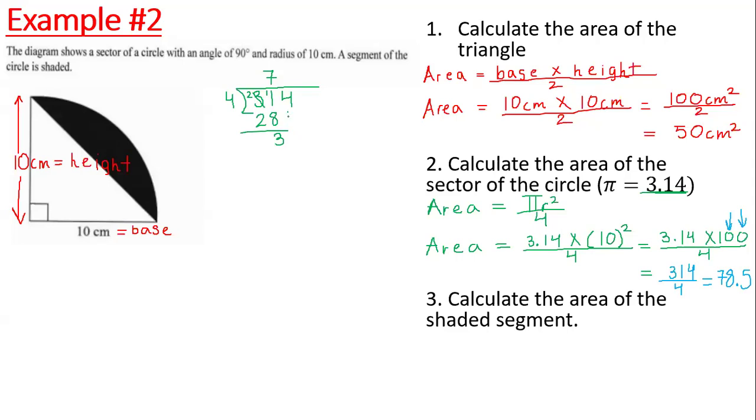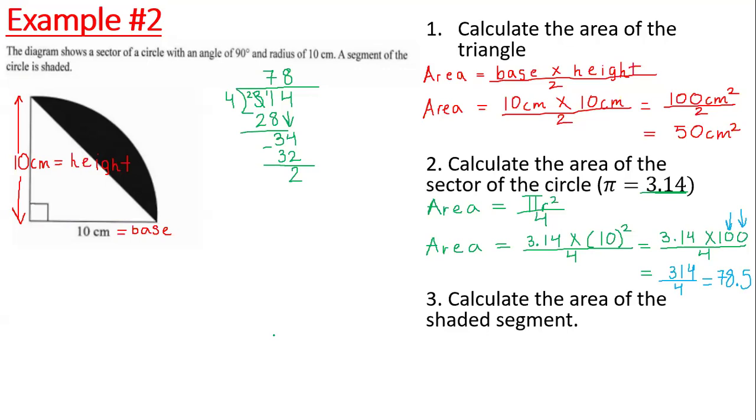We bring down the 4. How many times does 4 go into 34? 8 times. 4 times 8 is 32. We do 34 minus 32, which is 2. But what do we have to do at this point? Add the decimal point at the top.